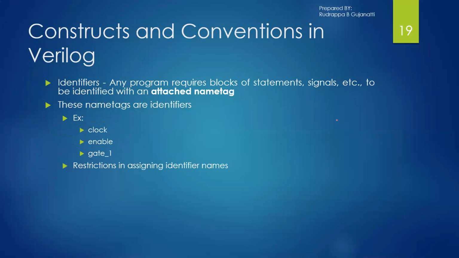So what are the restrictions when we want to assign some name tags to the identifiers? There are some restrictions in Verilog. The first one is, what should be the first character? All the characters in the alphabet can be the first character, or an underscore also can be a first character. So if I want to rename this, I can rename it as underscore gate one. So underscore is permitted.